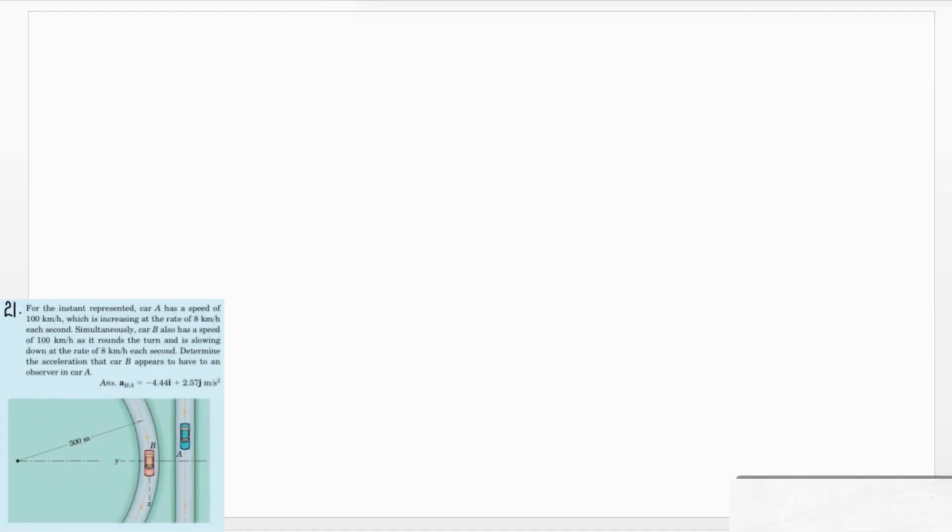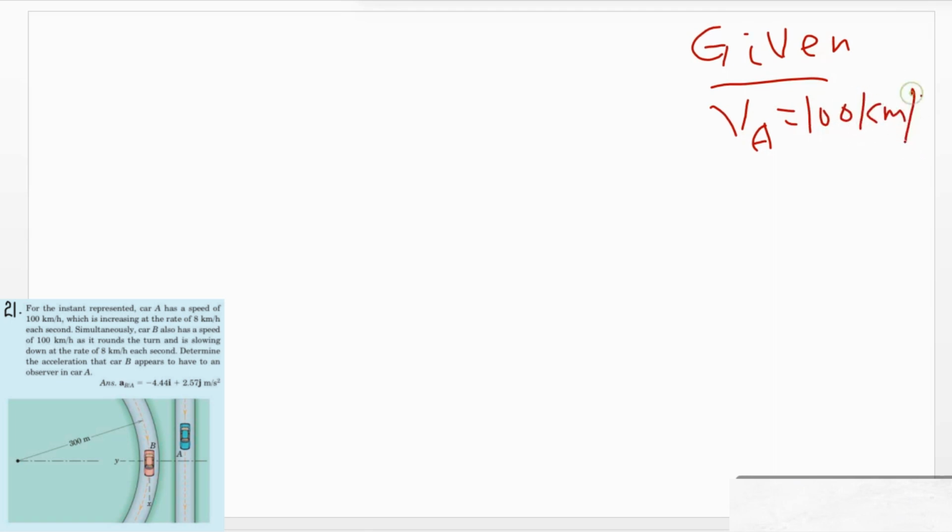Okay, the other question from curvilinear motion is about, for the instant represented, car A has a speed of 100 km per hour. Given velocity of A is equal to 100 km per hour, which is increasing at a rate of 8 km per hour each second. That means acceleration of A is equal to 8 km per hour.